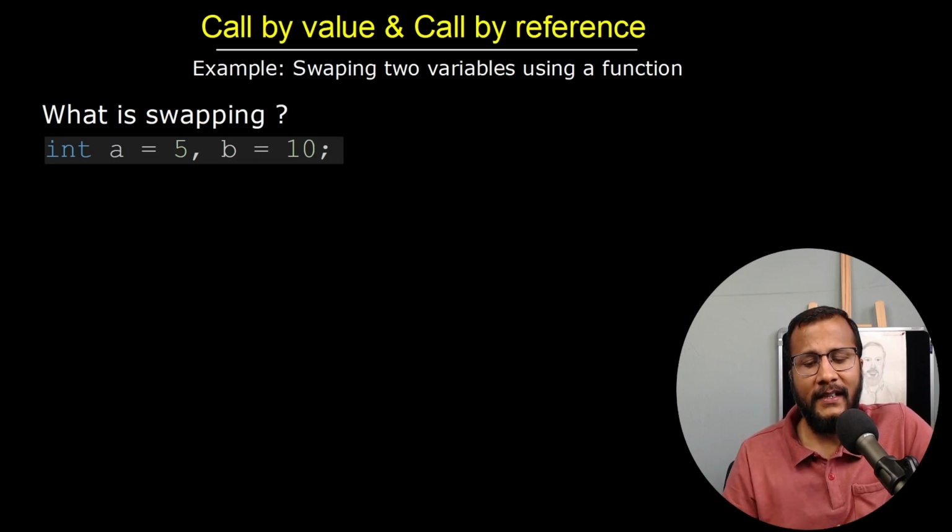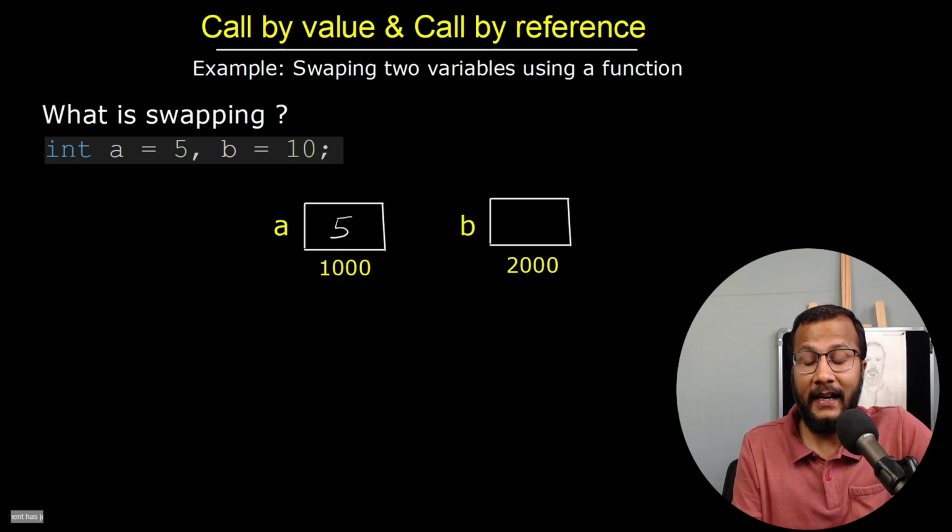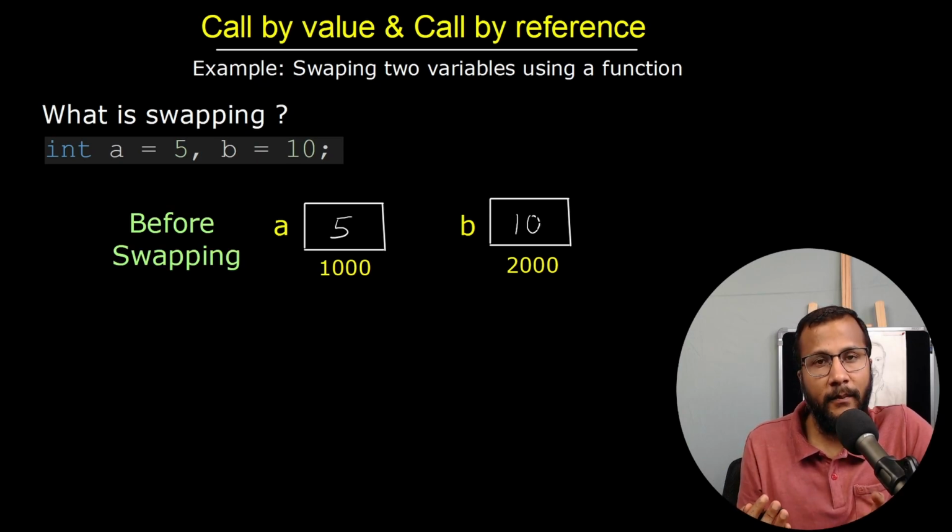Now let's take this example. Whenever I write int a equals 5, in the memory a would be taking some space. Let's say a is taking the memory address 1000 and b is taking the memory address 2000, and I'm assigning a equals 5. So inside the address 1000, the value 5 would be stored, and inside the address 2000, which is for b, the value 10 would be stored. This is the condition before I perform the swapping. This is how it looks.